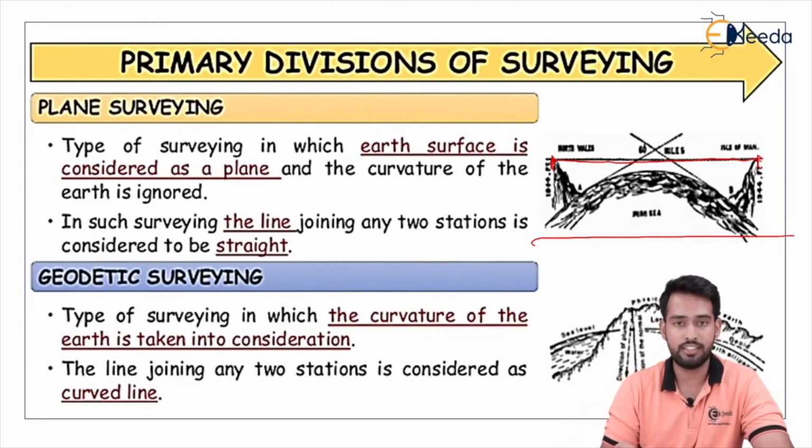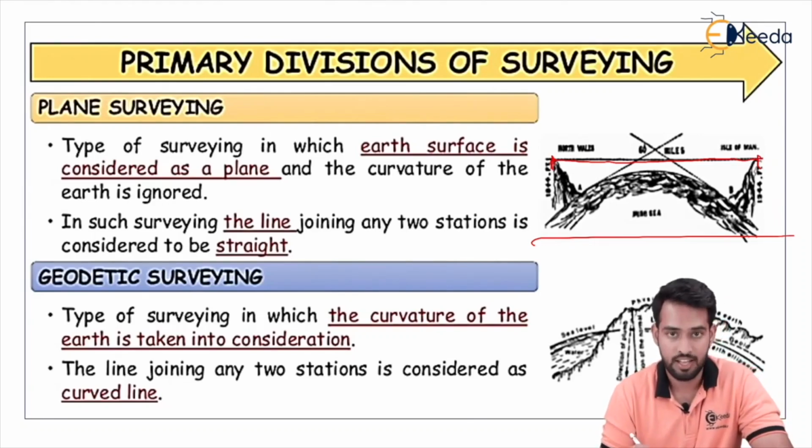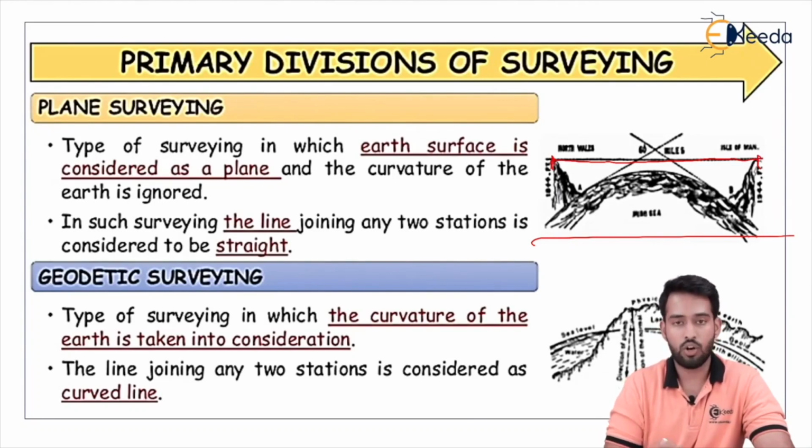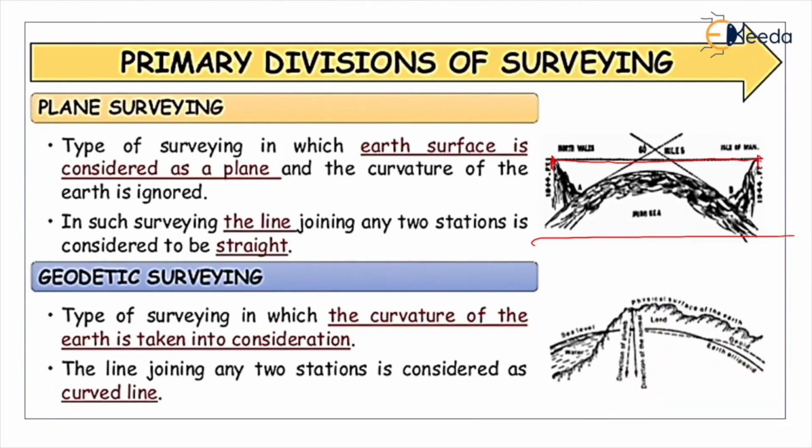Moving on to geodetic survey, it is the opposite of it, in which the curvature of the earth is taken into consideration and the line joining any two stations is considered as a curved line. As we can see in this picture, the curvature of the earth is taken into consideration. If I am joining two points here, A and point B, we are considering the curvature of the earth.